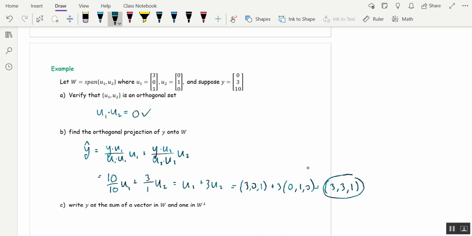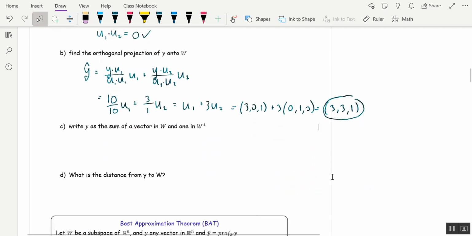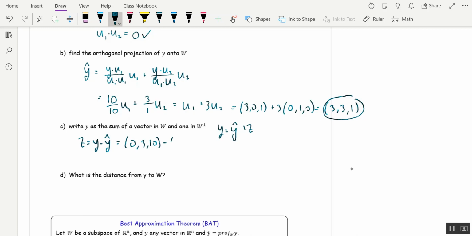So there's y hat. Write y as the sum of a vector in W and one in W perp. So I want the decomposition. I want y equals y hat plus z. So first I need to find z. Z is y minus y hat. Okay, and y was 0, 3, 10. Y hat is 3, 3, 1. So that gives me negative 3, comma, 0, comma, 9.